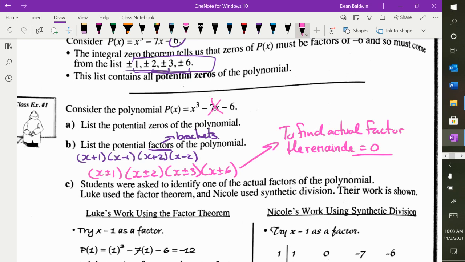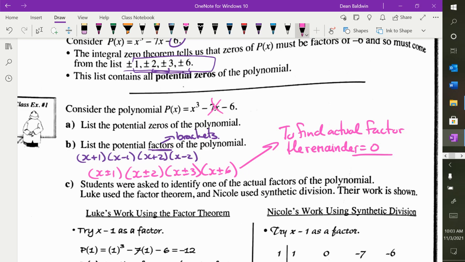This is how you get all the potential factors, and then we have to use the previous lesson, the remainder theorem or the factor theorem, to find out which one actually is a factor. Okay? So this is what we're going to do on the next page. Once you got that written down, flip the page.